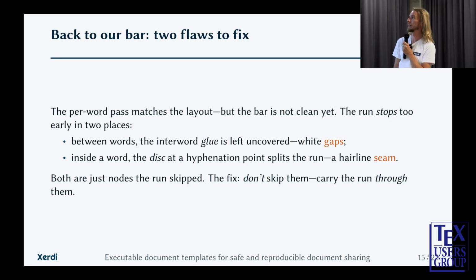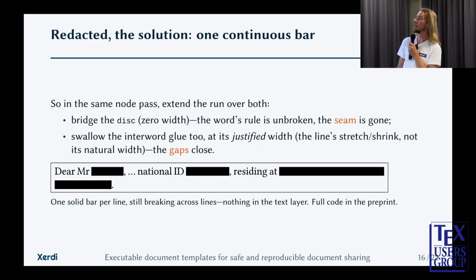So back to the bar. Two flaws to fix: I talked about the hairline, and I want to have a seamless bar. This is my second approach, and I left out the code. You'll see it gets broken down on the line break. It will include the spacing of the hyphenation, and I filter out the discs, which were the reason why the hairline was there in some cases.